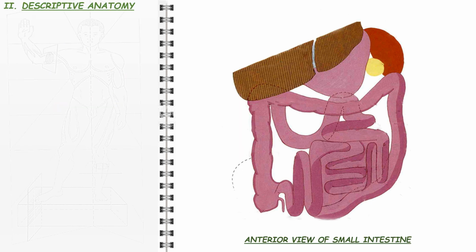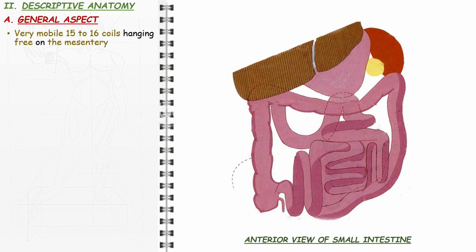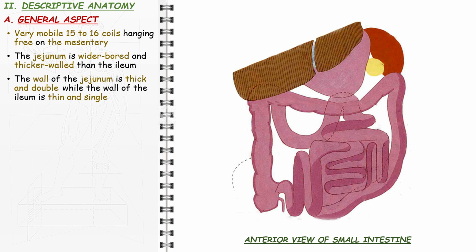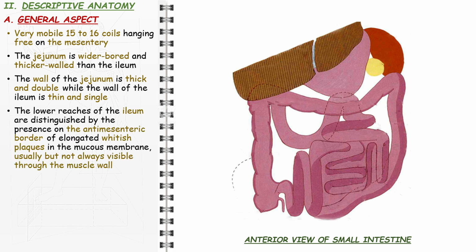The jejunum and ileum are very mobile, 15 to 16 coils hanging free on the mesentery. The jejunum is wider bored and thicker walled than the ileum. The wall of the jejunum is thick and double while the wall of the ileum is thin and single. This distinction can be made by rolling the wall of the intestine gently between finger and thumb. The lower reaches of the ileum are distinguished by the presence on the antemesenteric border of elongated whitish plaques in the mucous membrane, usually but not always visible through the muscle wall.